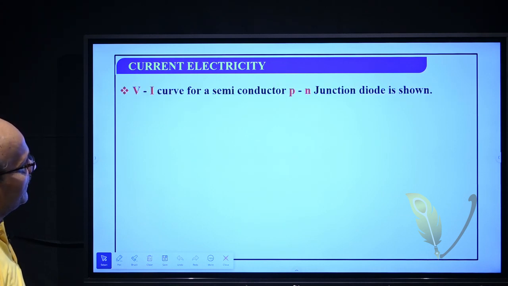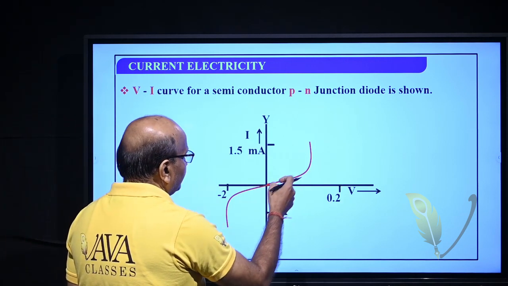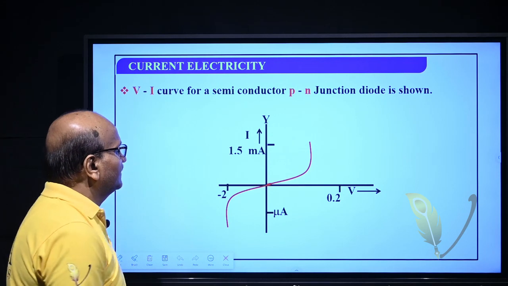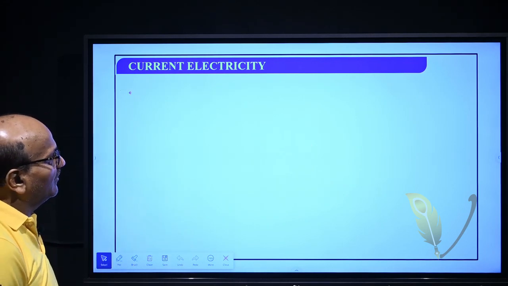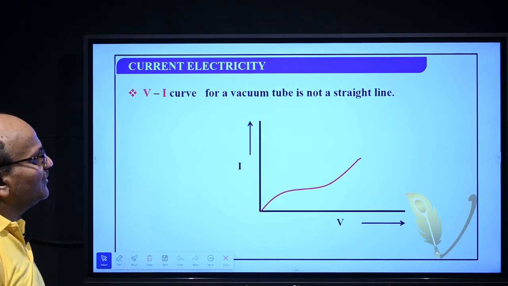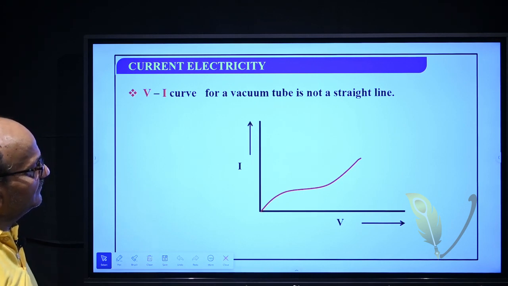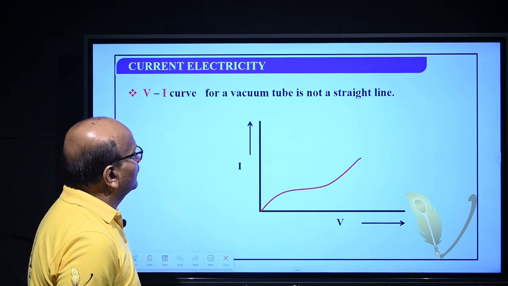The V-I curve for a semiconductor PN junction diode is like this: this is the forward bias and this is the reverse bias. So, it is the V-I graph for a PN junction diode. The V-I graph for a vacuum tube is not a straight line. It will be this. So, it is a non-ohmic conductor.